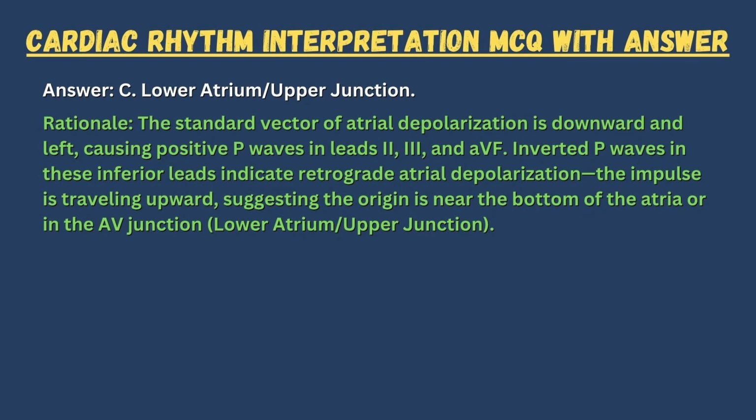Rationale. The standard vector of atrial depolarization is downward and left, causing positive P waves in leads 2, 3, and AVF. Inverted P waves in these inferior leads indicate retrograde atrial depolarization. The impulse is traveling upward, suggesting the origin is near the bottom of the atria or in the AV junction, lower atrium or upper junction.